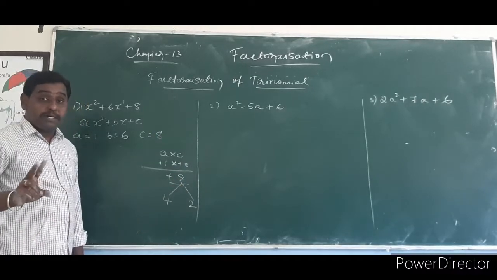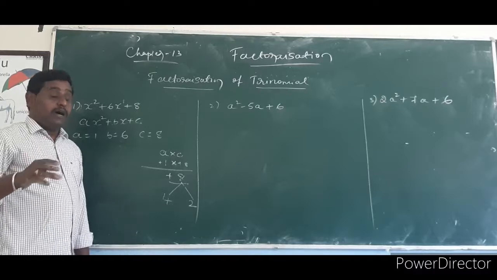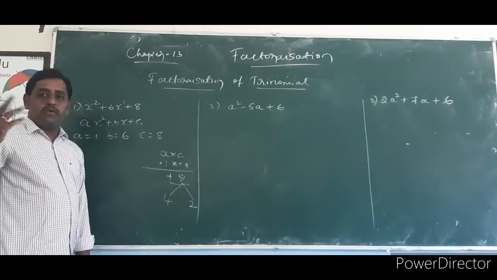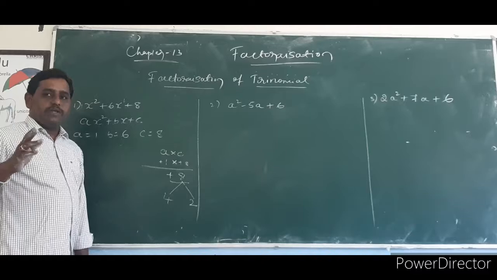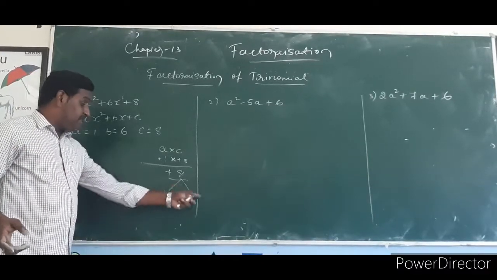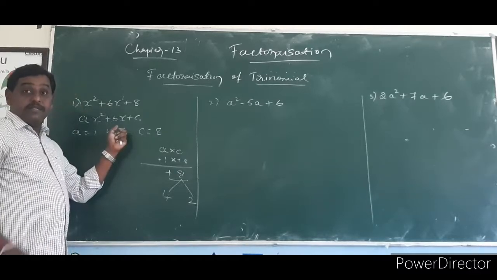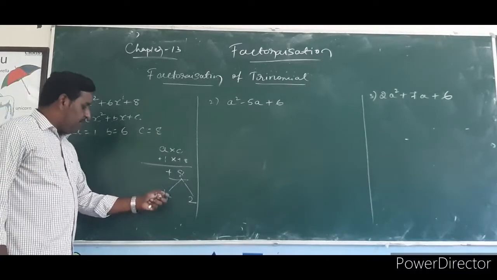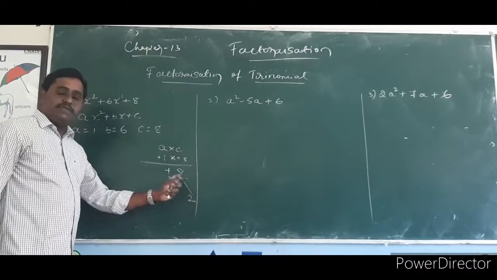How to take the 2 numbers? Not simply 8 means 4 twos or 2 fours, you can take, no problem. 8 ones also give product 8. But if you add 8 plus 1, you will not get 6. That is very important. So while you are taking these 2 numbers, it's very important.